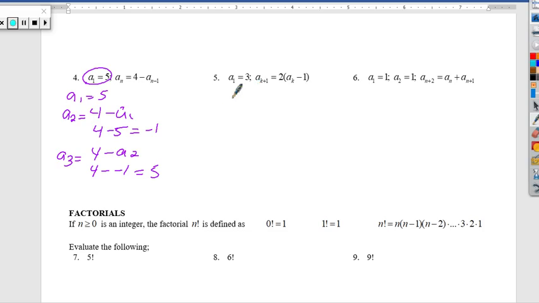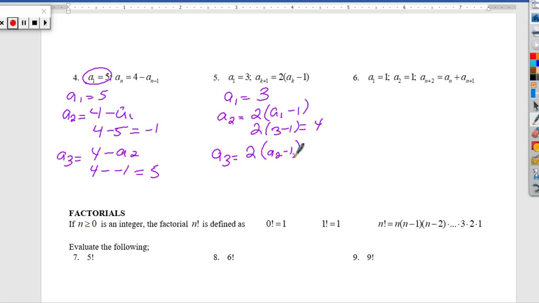So I know a sub 1 is equal to 3. A sub 2 is going to be the same as 2 times the term before, which is a sub 1, minus 1. So it's going to be 2 times 3 minus 1, getting us a total of 4. A sub 3 is going to be equal to 2 times a sub 2 minus 1. So it's going to be 2 times 4 minus 1, giving us a total of 6.